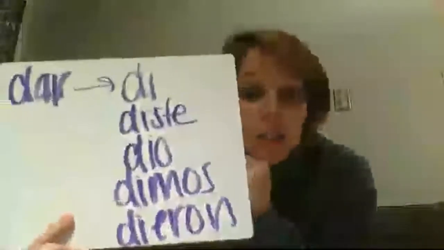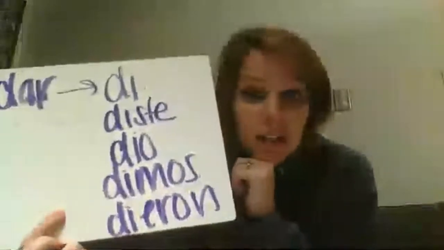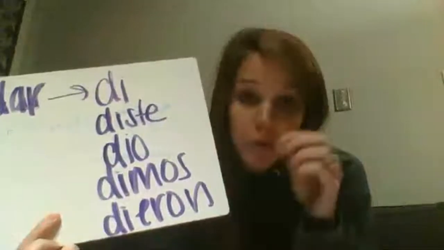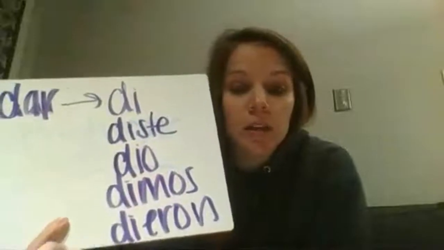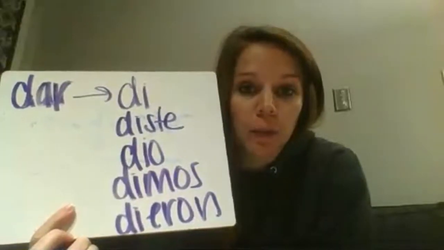Okay. One nice thing is that none of these forms have accents because they're highly irregular. So we're just going to skip the accents on all of these. And you notice the first letter in all of them is the letter i because it looks more like an IR verb. So that's dar.